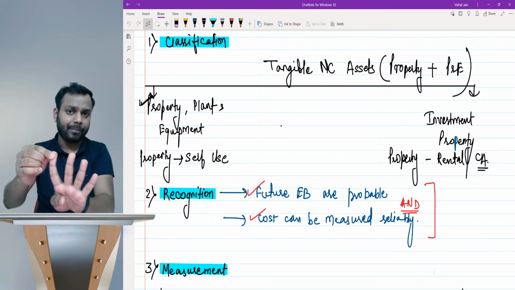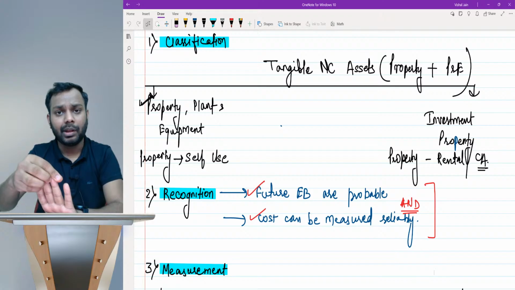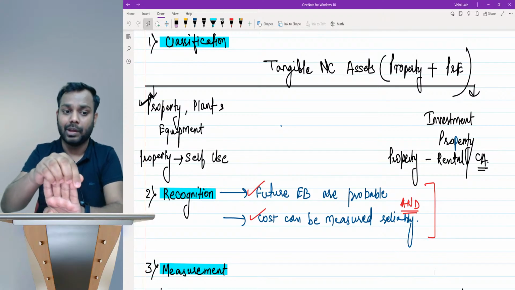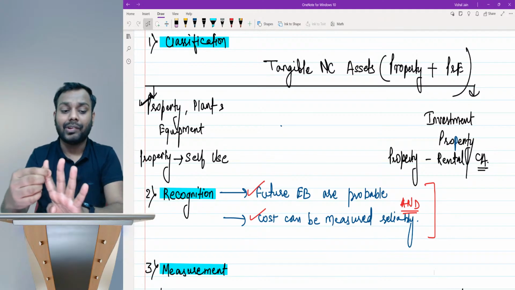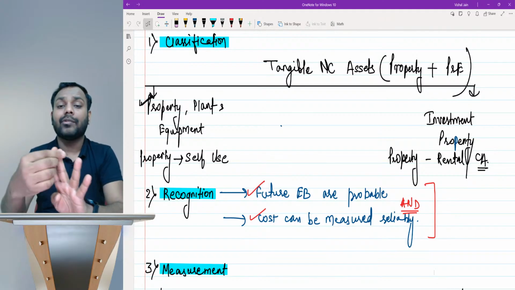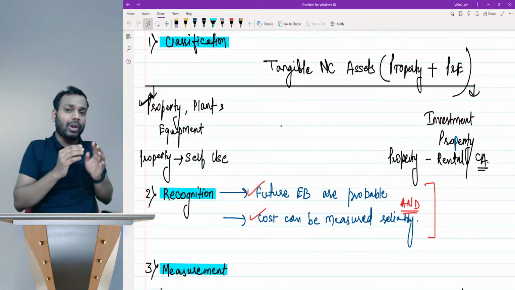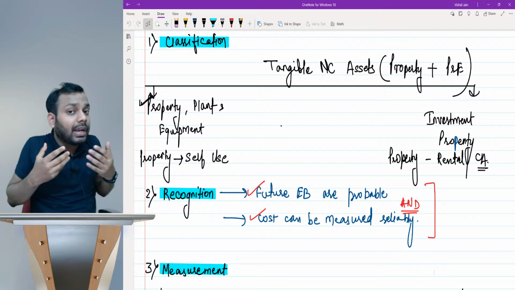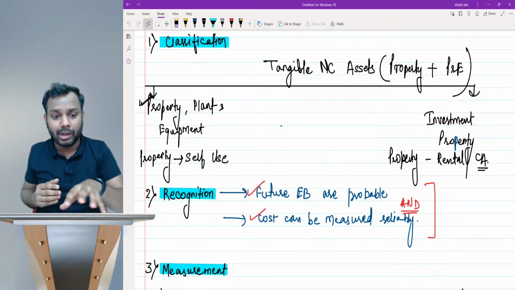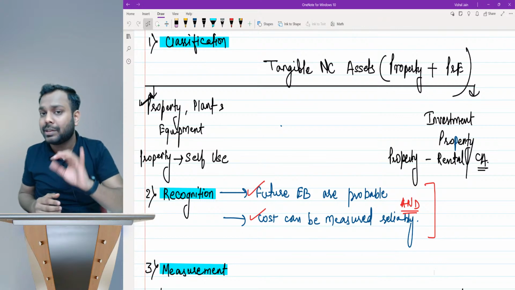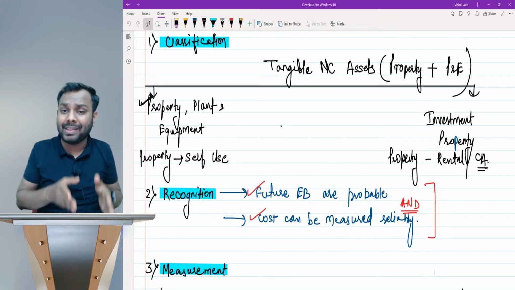First is meaning, second is recognition principle, third is measurement principle, and fourth is disclosures, right? So in this, first we studied the classification, that is the meaning. Second, we studied the recognition. Third, we have to study the measurement. Meaning thereby, first we understood what we are talking about. Second, we studied whether we need to recognize this asset in the books or not. If the answer to that is yes, then the question comes up, at what value? And that's your measurement principle.